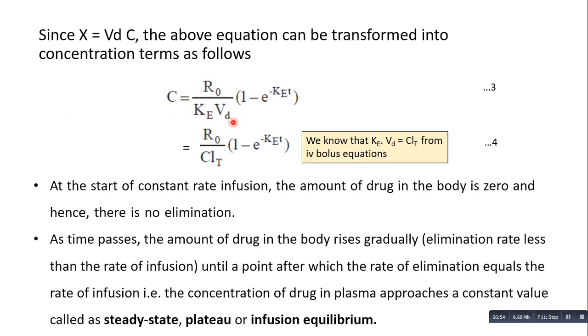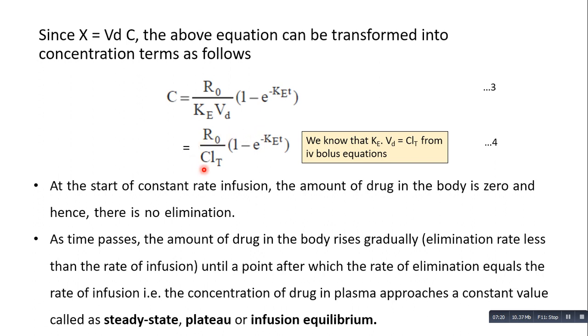Now while discussing the IV bolus, we know that Ke into Vd equals total clearance. So we will be using that equation also. So this equation will become R0 upon CLT, that is total clearance, into 1 minus e to the power minus Ket.